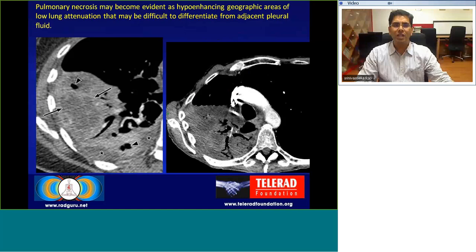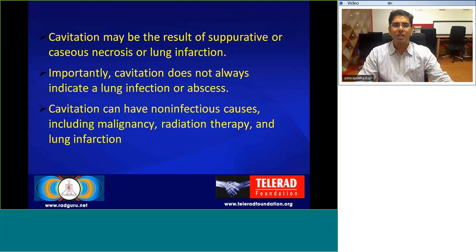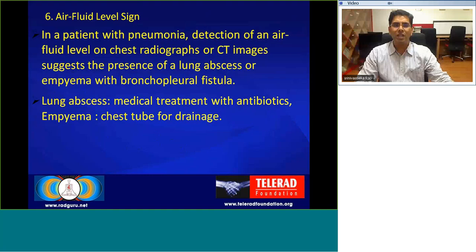So this can be pulmonary necrosis, it can be the result of suppurative or caseous necrosis, or lung infarction can also give rise to this. Importantly, cavitation does not always indicate lung infection. You need to remember this. A lot of other conditions can give rise to cavitation, like malignancy, radiation therapy, or lung infarctions. Hence, you need to interpret carefully. You have to take into consideration the clinical findings and the biochemical and hematological investigation findings.